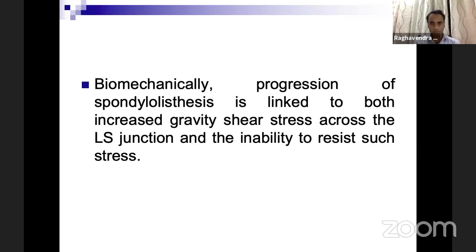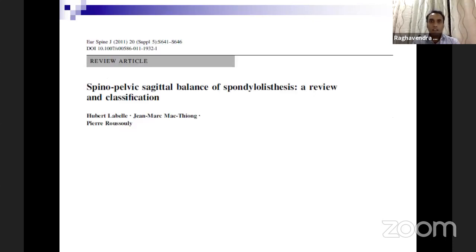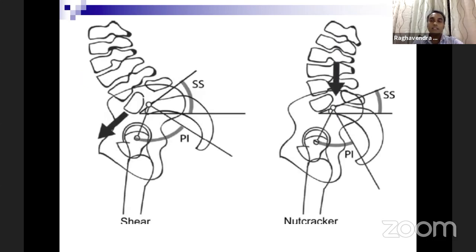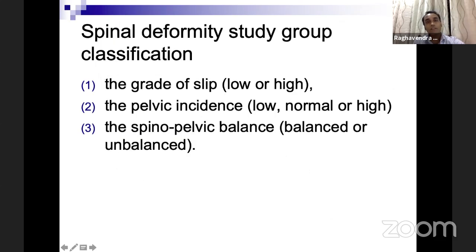That is very easy to understand. Now, because of this concept, the Spinal Deformity Study Group has come forward with another classification, where they have, of course, duly noted that not all patients with listhesis have a higher pelvic incidence. There is a group which they call the nutcracker group, which has a normal pelvic incidence and also has a spondylolisthesis, while most of them actually have higher pelvic incidence with spondylolisthesis. So they classify this group based on three things.